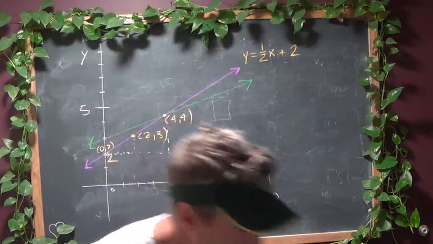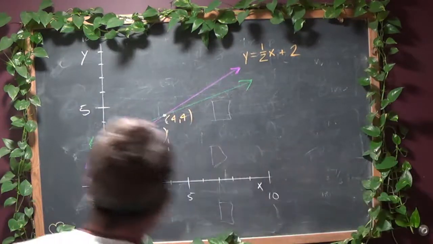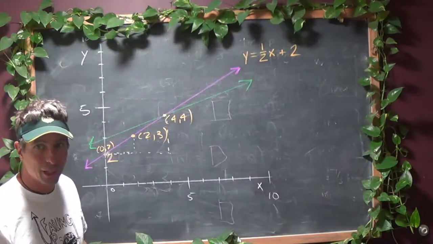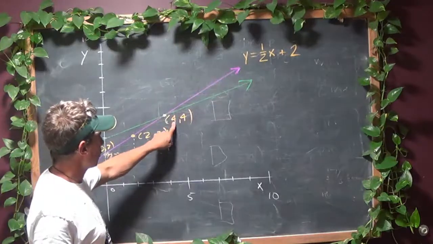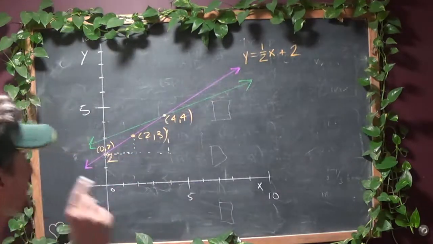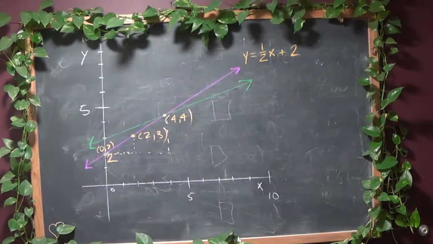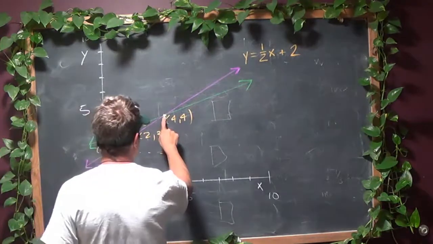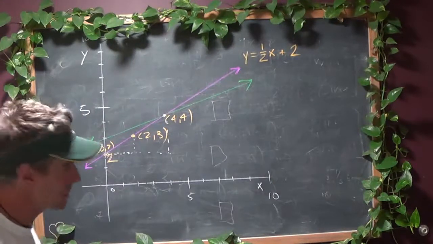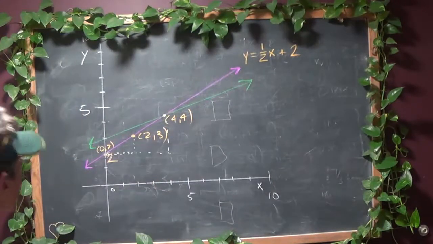Okay, so now we're back. The green line up here. Now we have a little bit of our work done for us in that we have the point 4, 4, which is on both the purple line and the green line, which means that point satisfies both of the lines. We're going to come back to what that means in a minute. That's part 2 of 3.